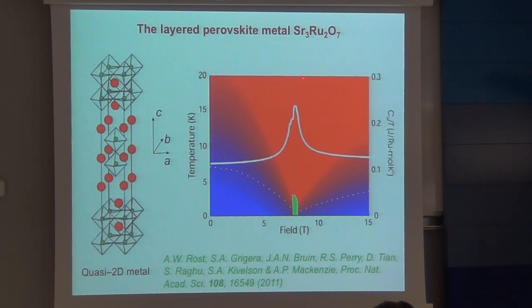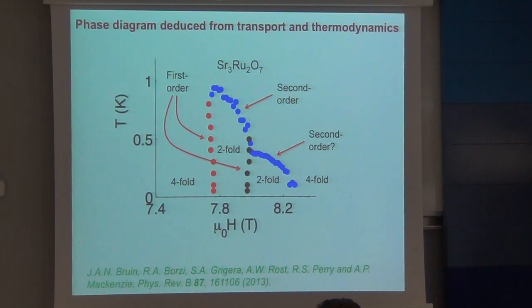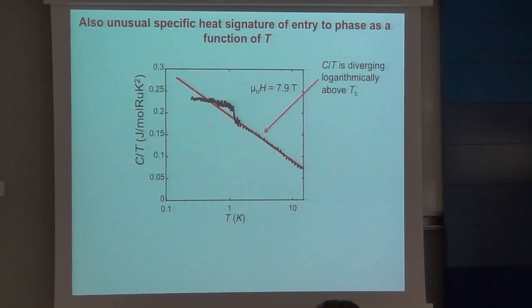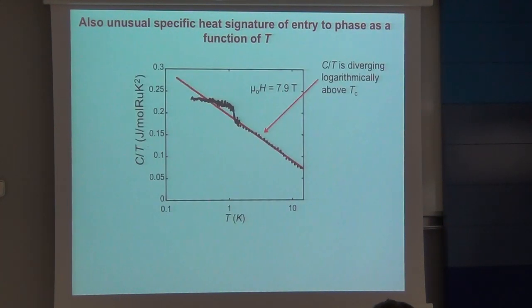And we also see a weak logarithmic divergence of the specific heat as we come down in temperature here. But then something else happens, of course, when we hit the TC of the phase. So what we then realized was that if we replot the same data on a semi-log scale, there's the logarithmic divergence in the normal state above the superconducting transition temperature.